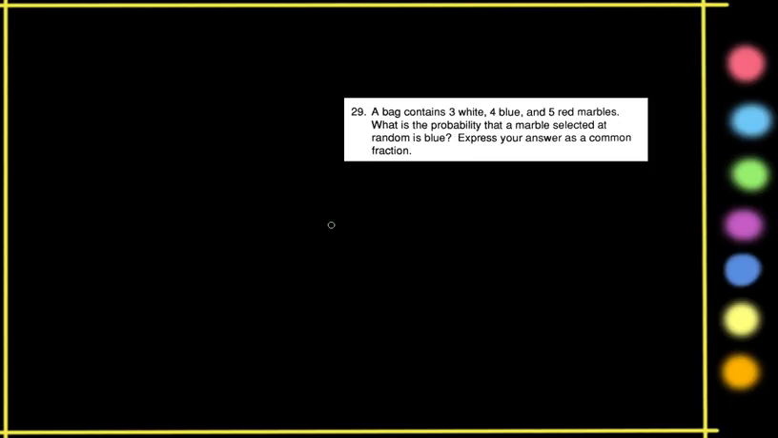So this one's also very easy. A bag contains 3 white, 4 blue, and 5 red marbles. What is the probability that a marble selected at random is blue? So again, you just say the number that's blue is 4 divided by the total number, which is 3 plus 4 plus 5. And the probability is just going to be 4 divided by 12, which is just 1/3. Okay, very good. Let's see if we can get a harder one.